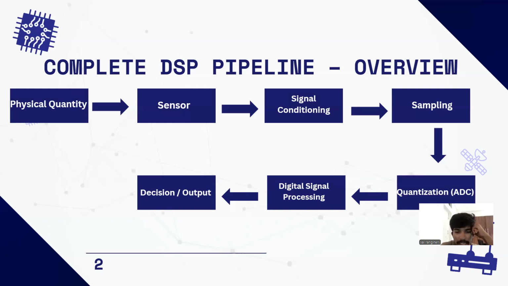If you observe carefully, the entire process is a chain of mathematical transformations. Physical quantity to sensor, sensor to signal conditioning, sampling, next quantization, like analog to digital conversion, next digital signal processing, and next decision, lastly output.